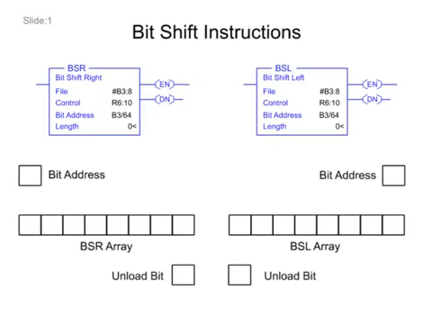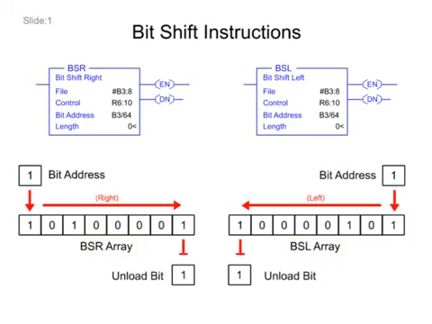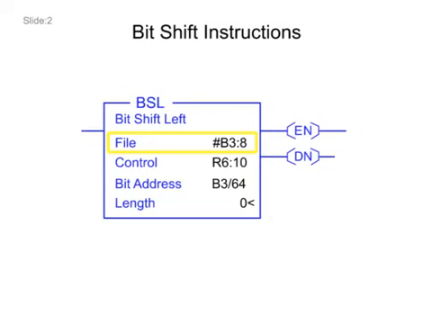The bit shift left and bit shift right instructions load data into a bit array one bit at a time. The data is shifted through the array and unloaded one bit at a time. The file field contains the address of the register that will be manipulated. The control field stores the status of the instruction.